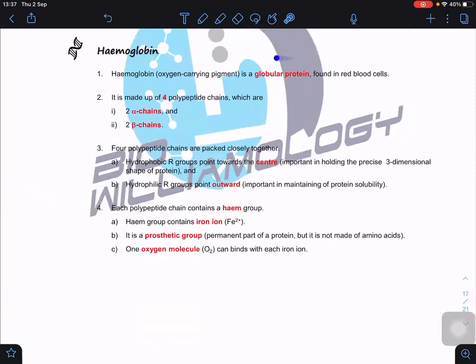They are globular proteins, meaning that they're soluble in water. They are oxygen-carrying pigments. If we zoom into hemoglobin, it consists of 4 polypeptide chains: 2 alpha and 2 beta. Now be careful. 2 alpha, 2 beta doesn't mean that they have alpha helix or beta pleated sheet.